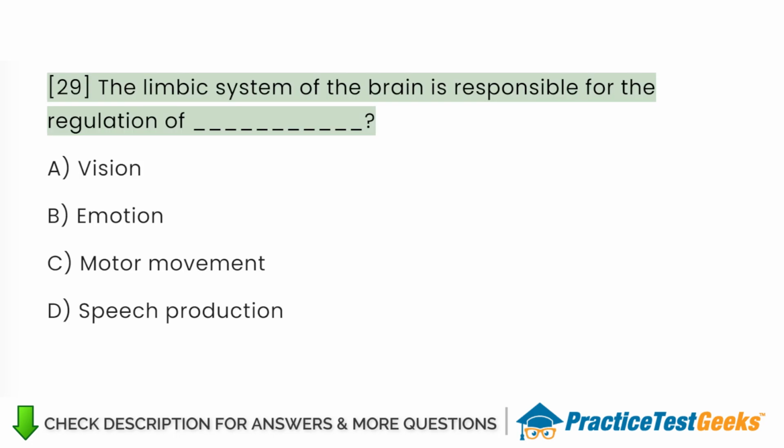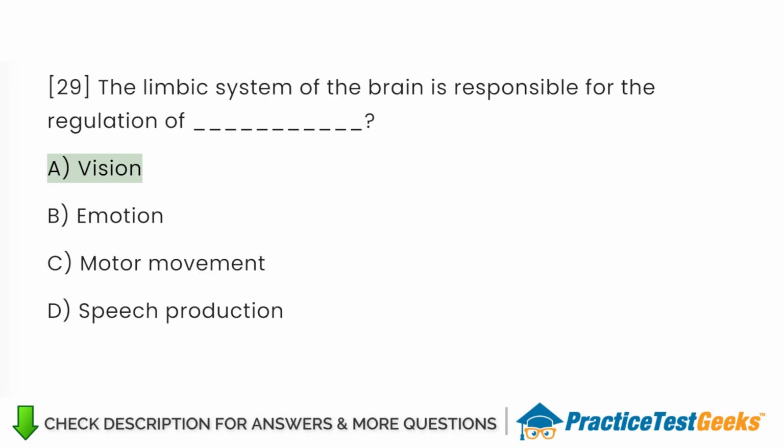The limbic system of the brain is responsible for the regulation of A. Vision, B. Emotion, C. Motor movement, D. Speech production.